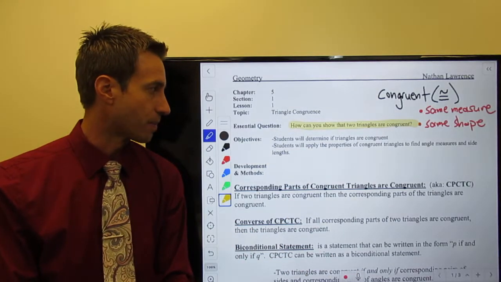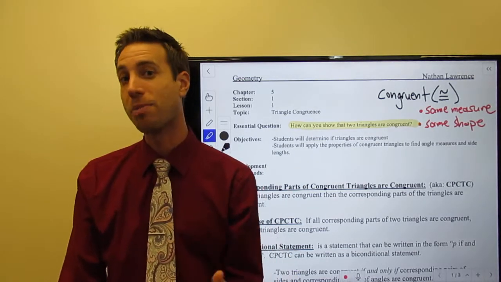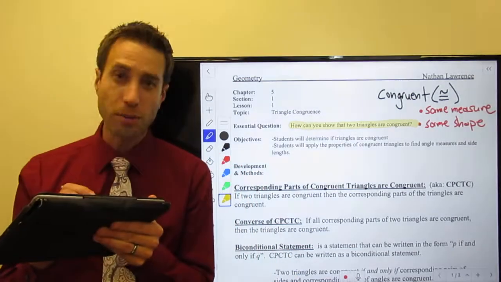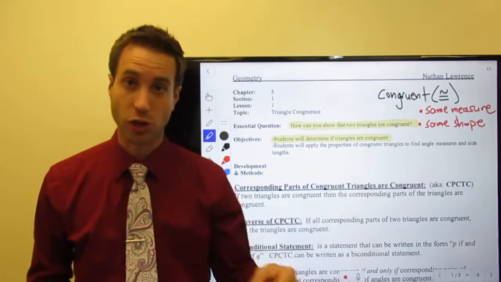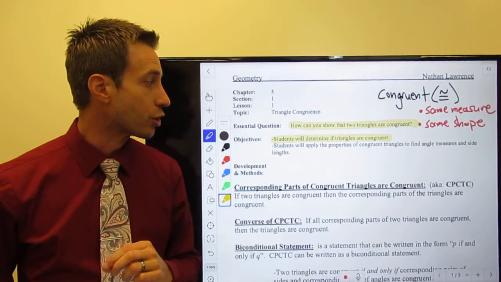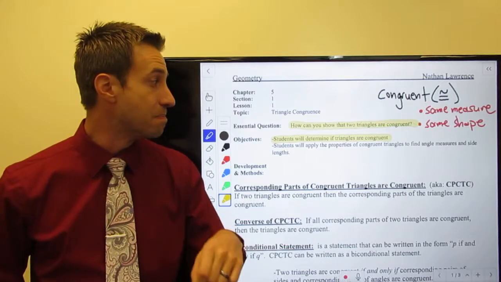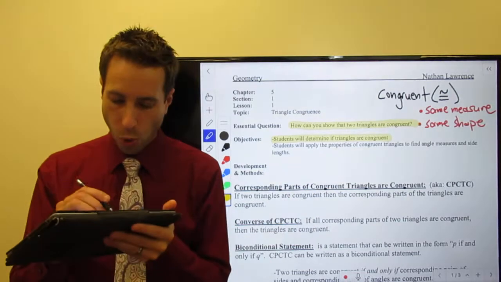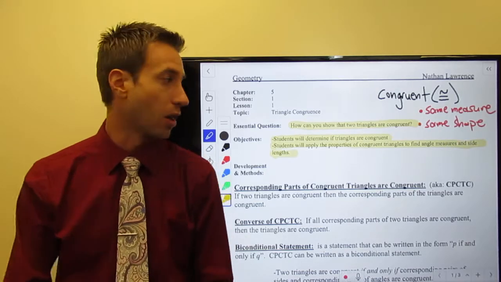In order to answer that essential question, there are several things you're going to need to know or be able to do. Here are our objectives. First, you'll need to be able to determine if triangles are congruent, and we'll show you how to do that. Then, once we know triangles are congruent, we can use that information to find missing angles or side lengths. We'll go through all of that.